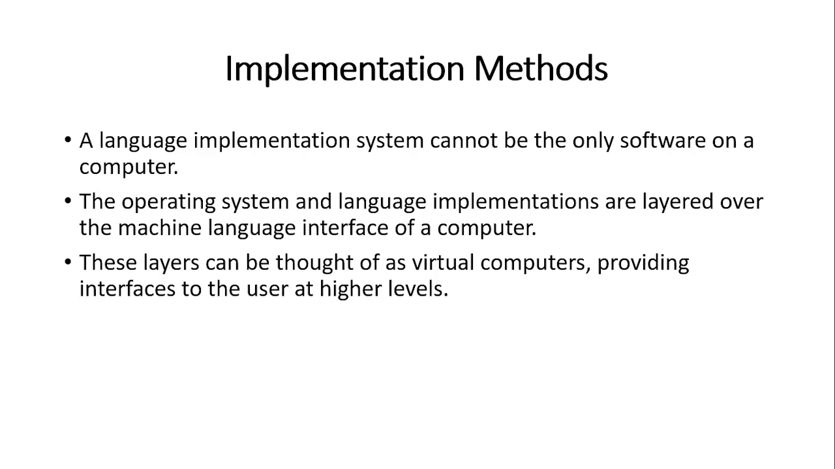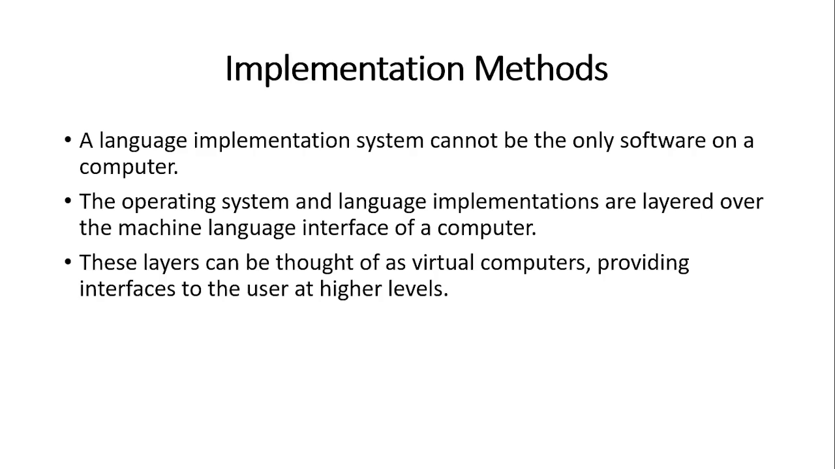A language implementation system cannot be the only software on a computer. It also requires a large collection of programs known as the operating system, which supplies higher-level primitives than those of the machine language. These primitives provide system resource management, input and output operations, a file management system, text or program editors, and a variety of other commonly needed functions.